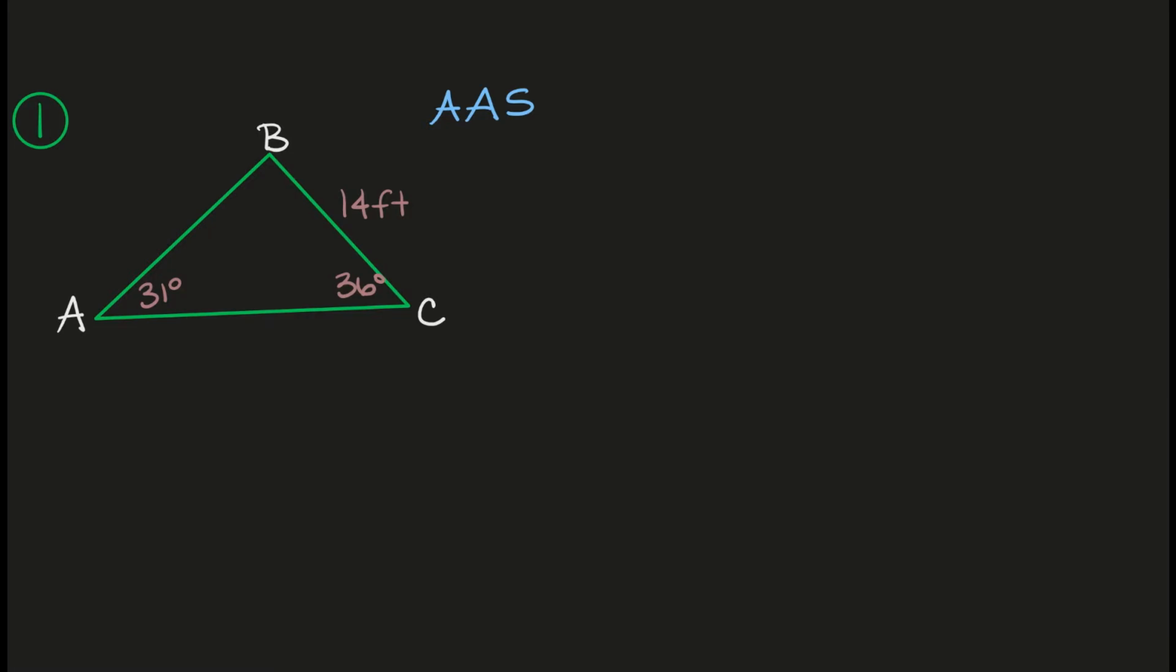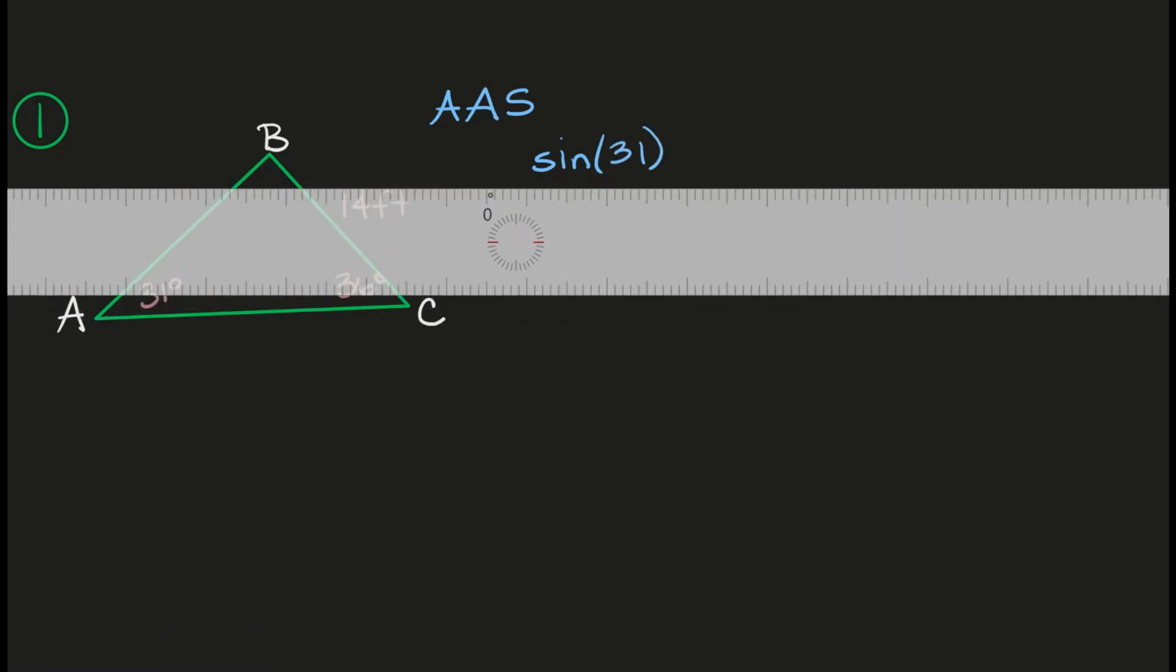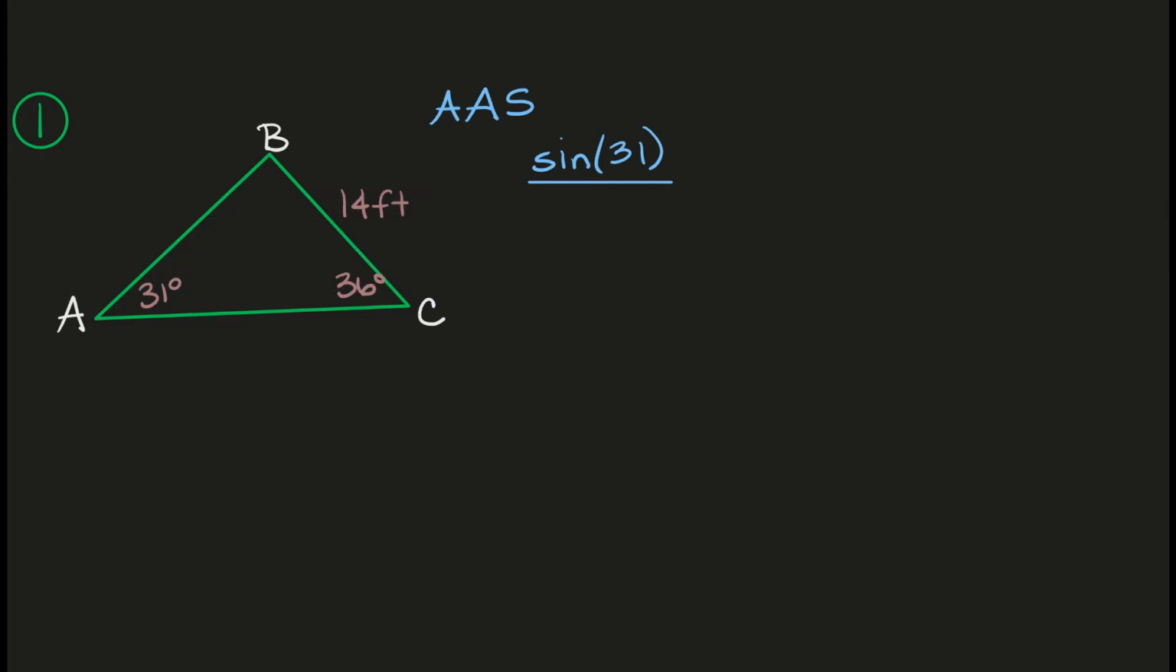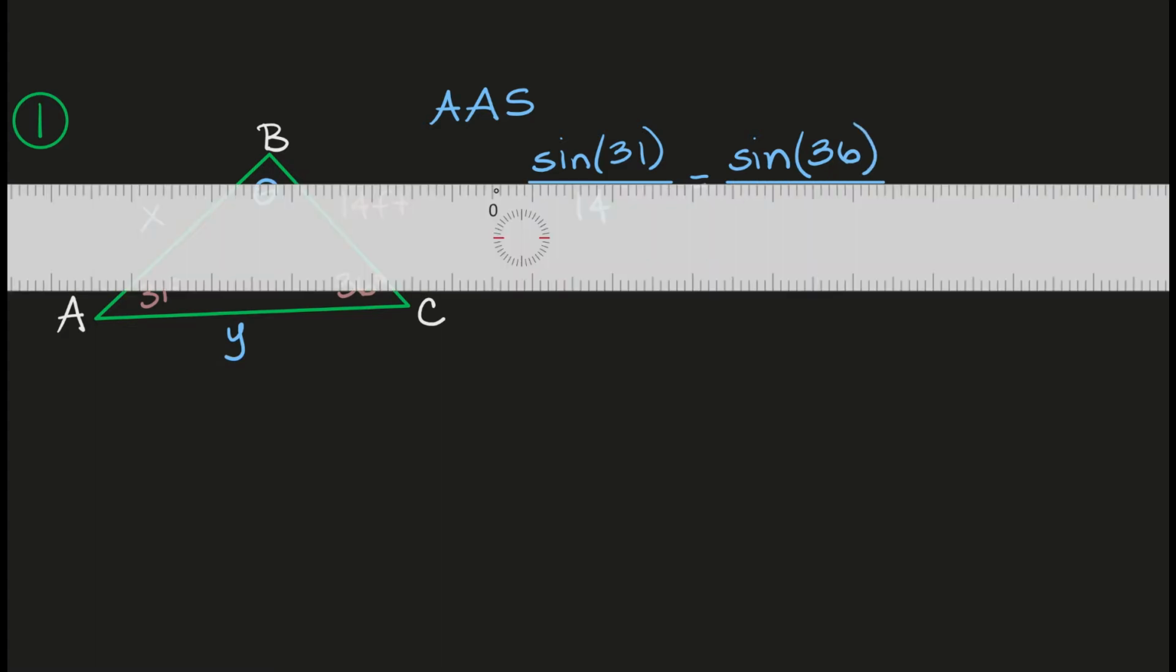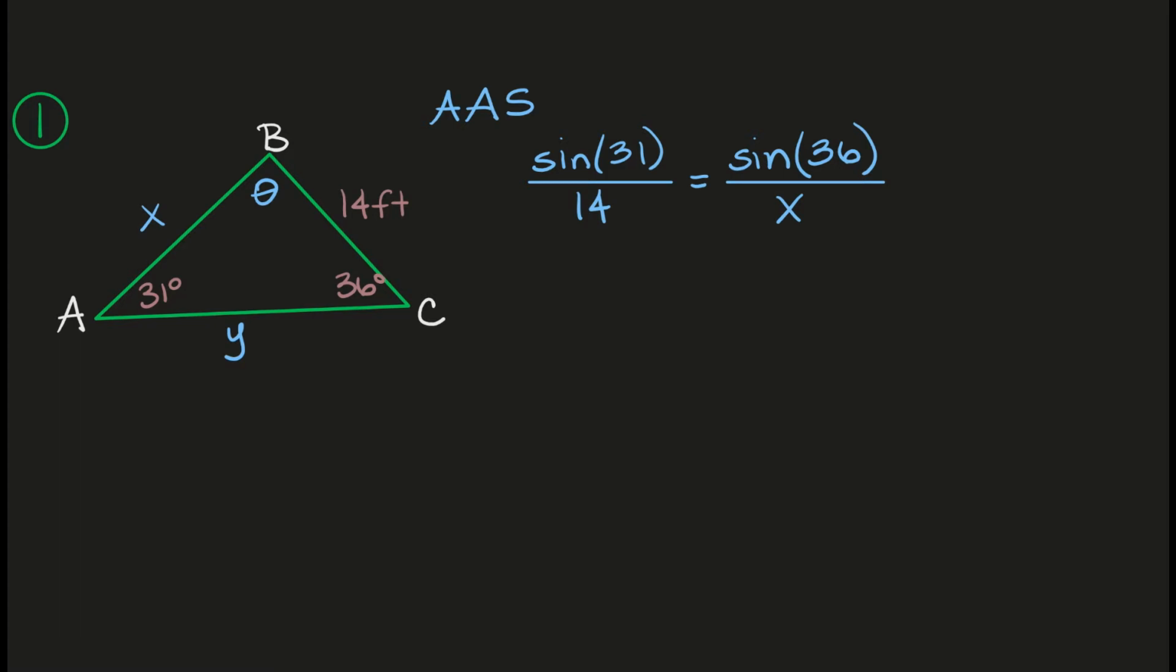So we have one ratio. We can go ahead and set that up, that sine of 31 over, excuse me, just over leg 14. And now we can find the missing values, because we know we're going to be looking for AB, we're going to be looking for AC, and we're going to need to find angle B. So we have the one ratio set up, sine of 31 over 14. Now we can use sine of 36, and we can set that over x. Now we can find the length AB.